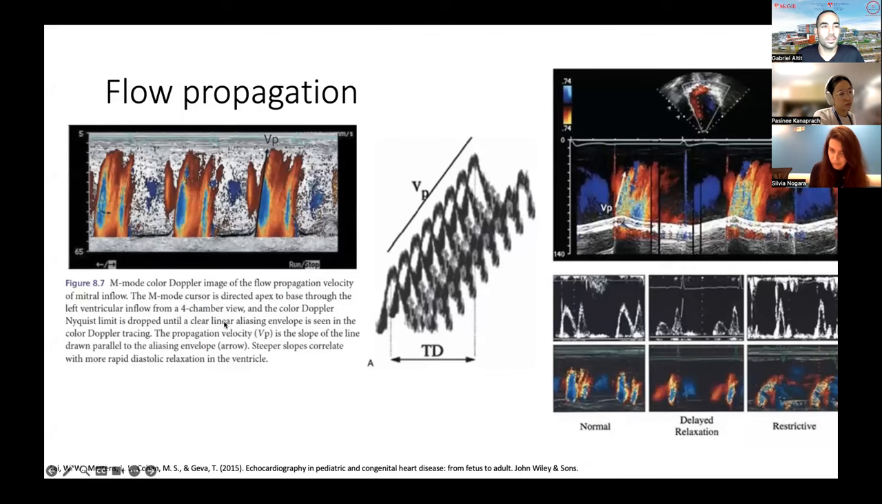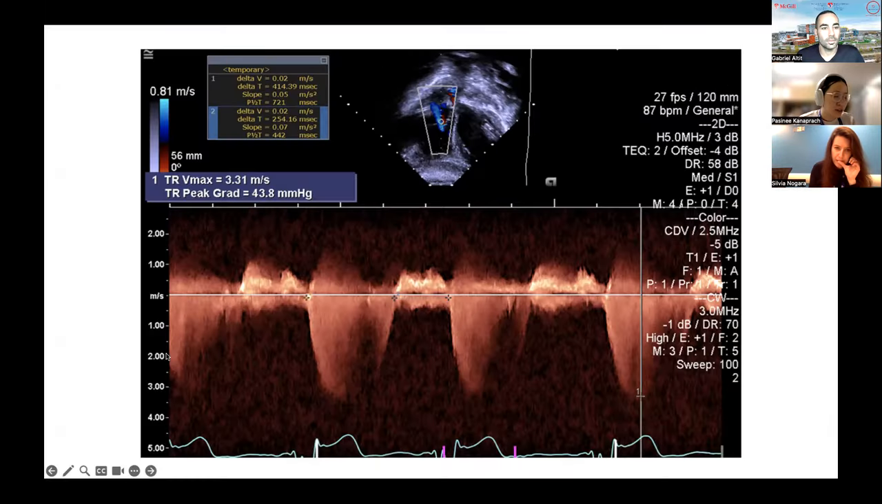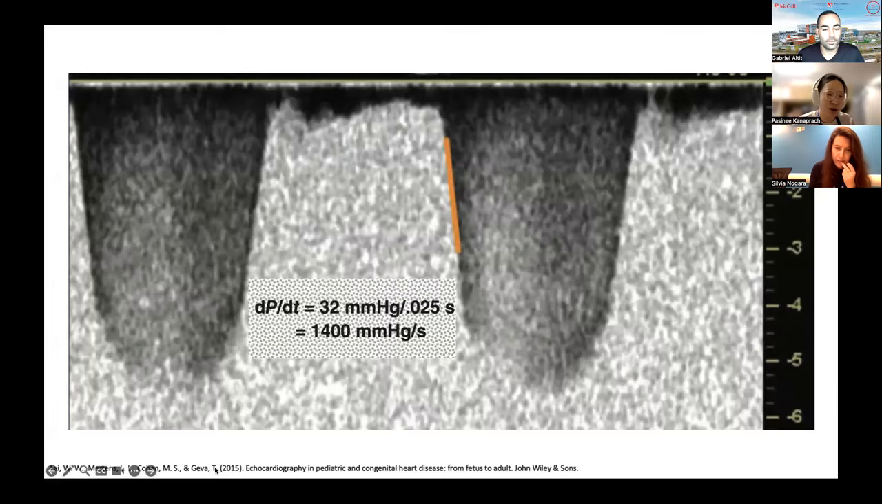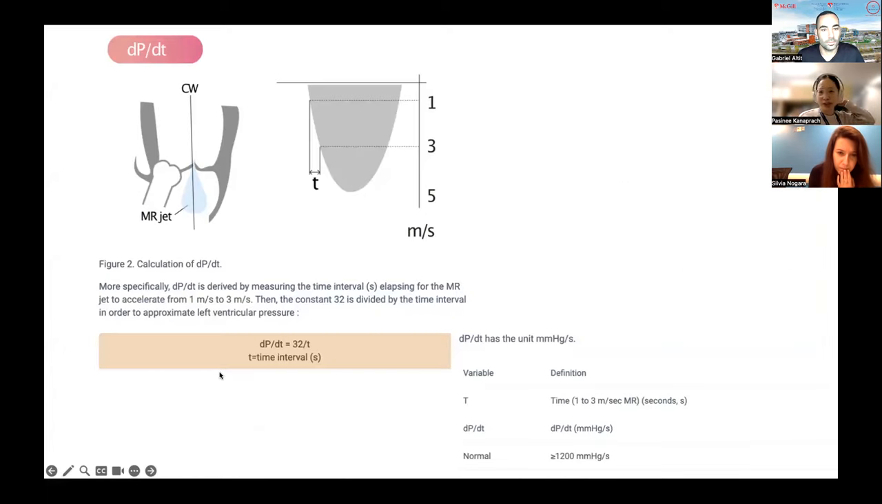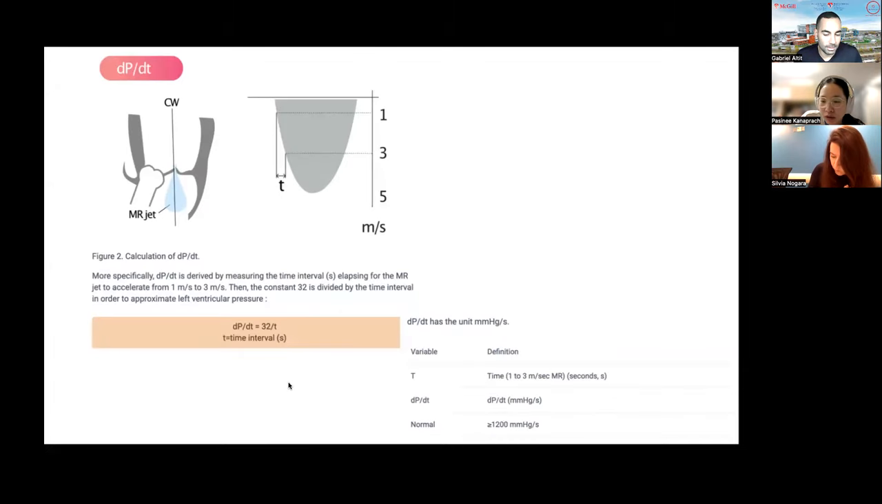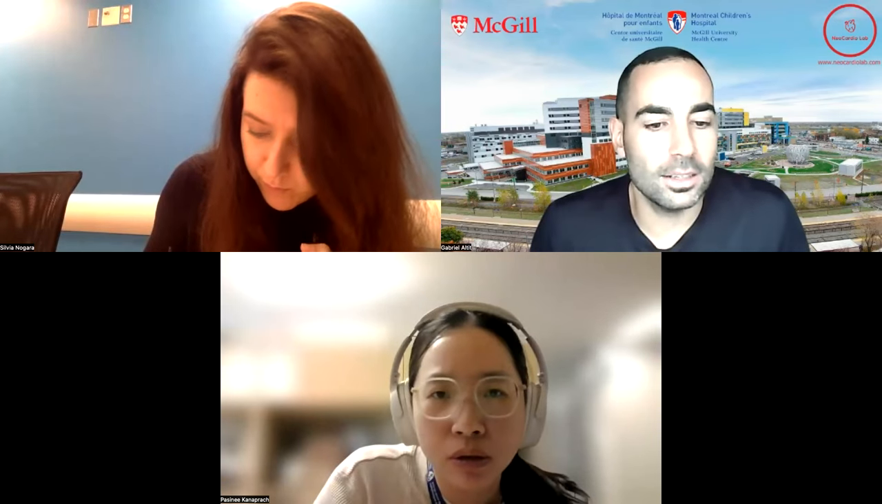Okay, I'm not going to go into the velocity flow propagation. For the SD ratio in the MR, could you show me the normal value? Because I can't find it in any reference. This is in the newborn. Yeah, there are no values for the newborn. You assume that it's the same as adults. Just give me 2 seconds. Let me go on here.